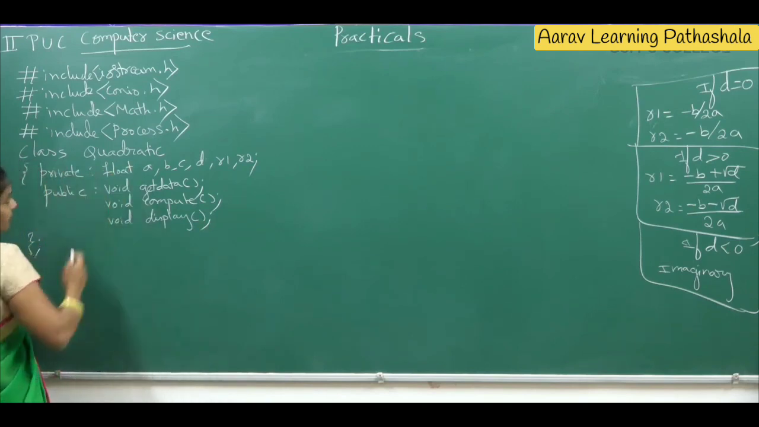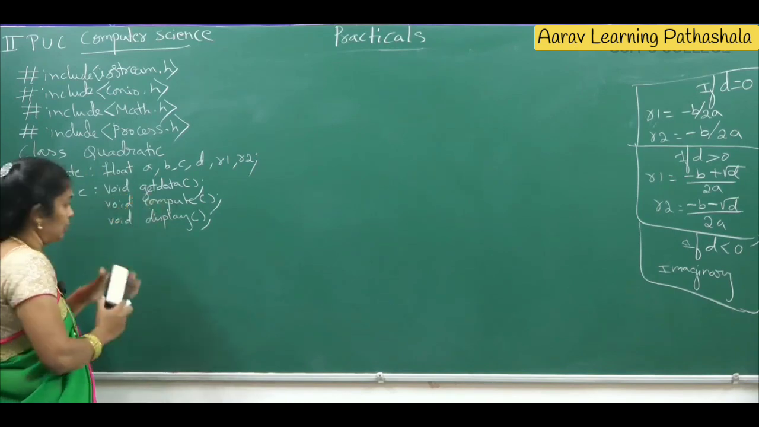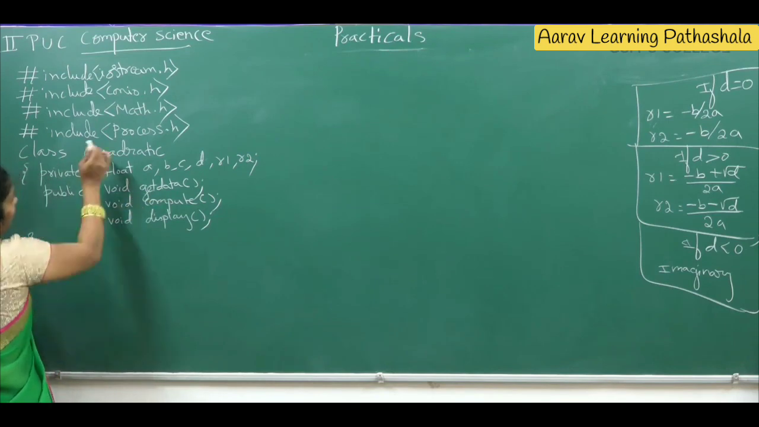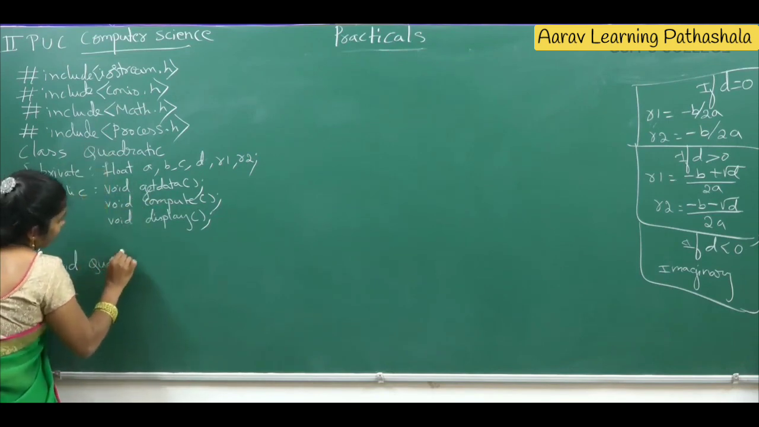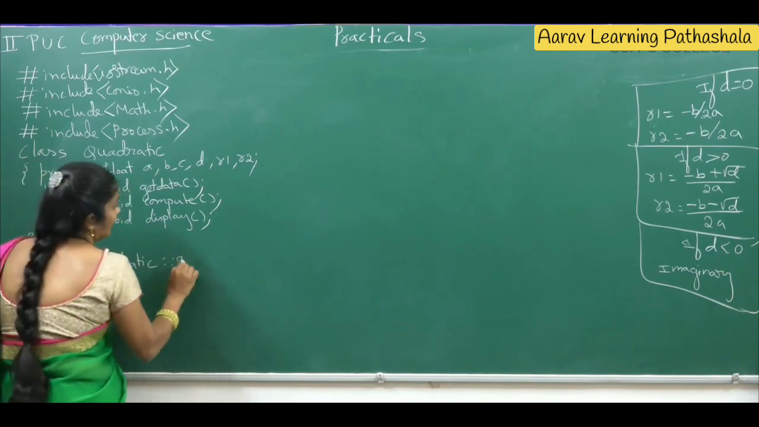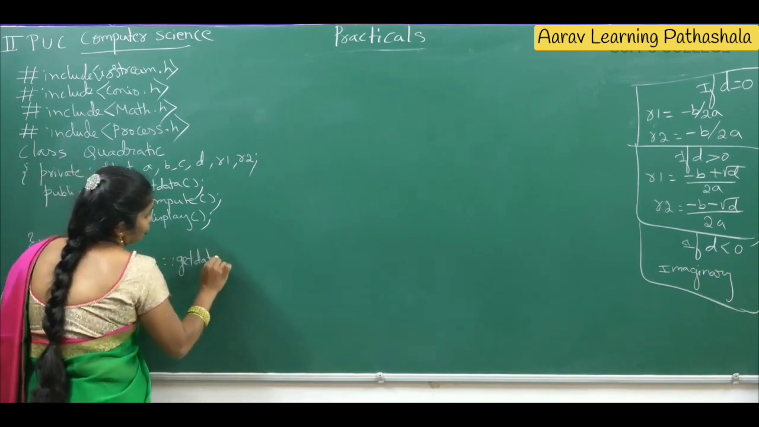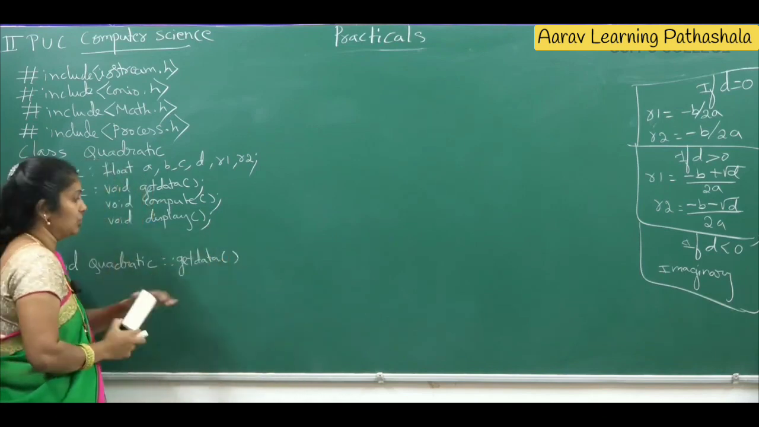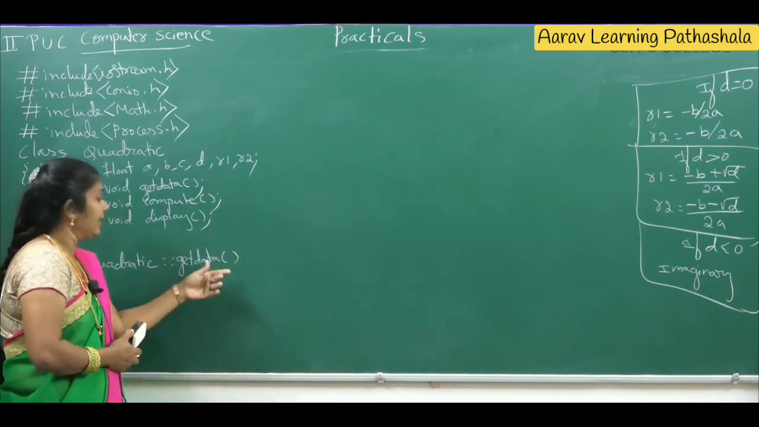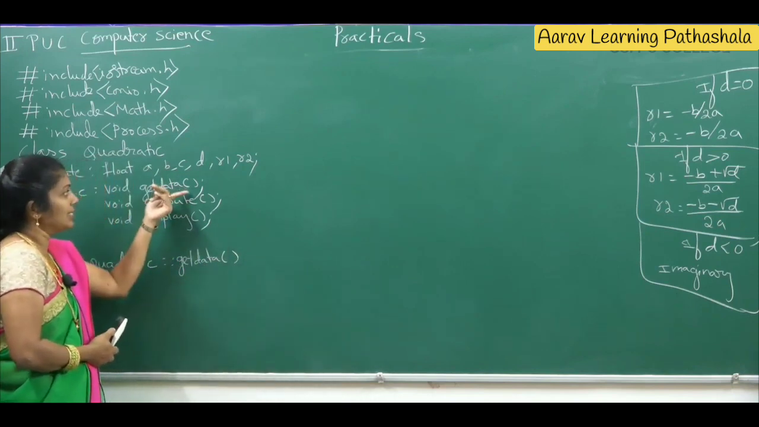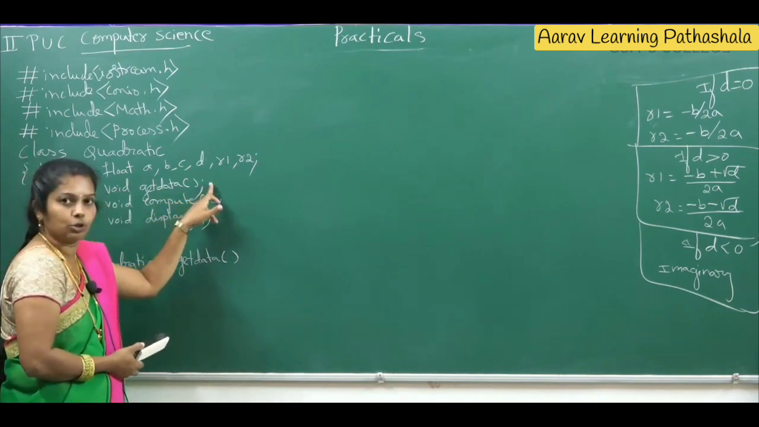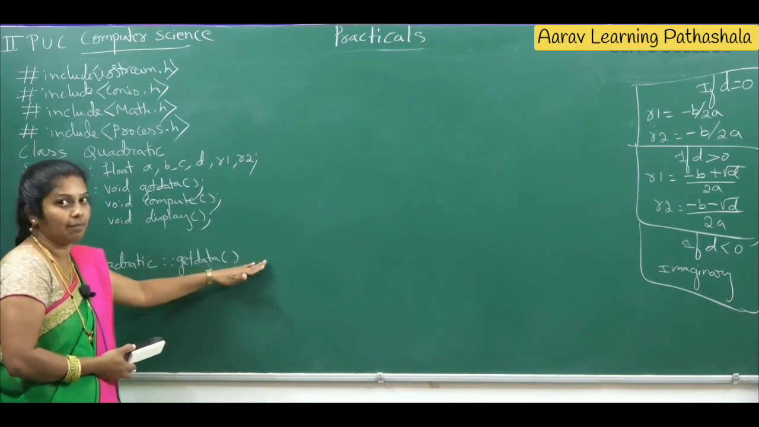Now I am going to write them one by one. First, the getdata function. First the return type, void, then the class name quadratic, then the scope resolution operator, then the getdata function. Here there is no need to put a semicolon, because now we are writing the statements of this getdata function, whereas in the class we were just declaring which functions exist and had not written any statement, so there we put a semicolon.